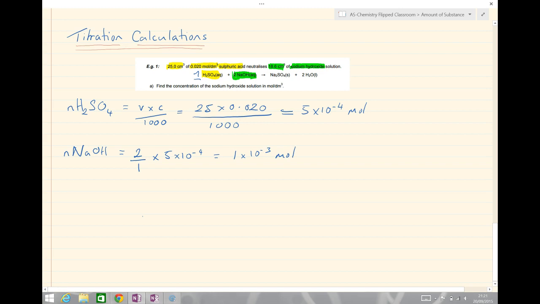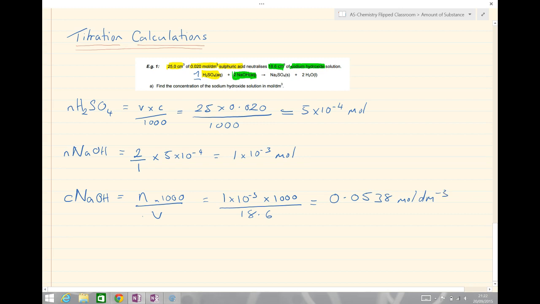Then we were asked to find the concentration of the sodium hydroxide solution. We now have both the moles and the volume. So our concentration of sodium hydroxide is equal to the moles times by 1000 divided by the volume, which is 1 times 10 to the minus 3 times by 1000, all divided by 18.6. If we plug that into our calculators, we end up with a value of 0.0538 moles per decimeter cubed.